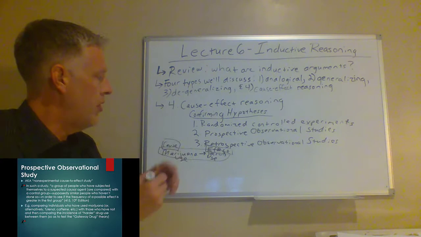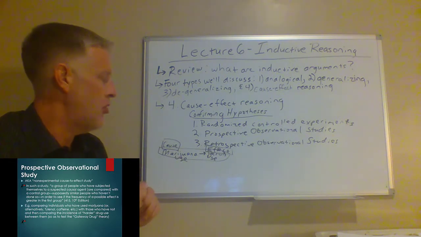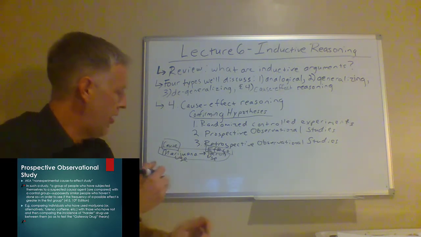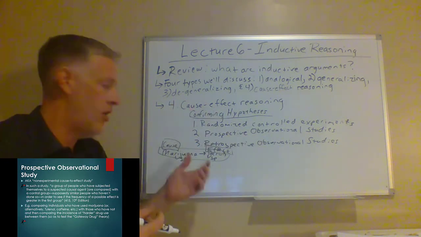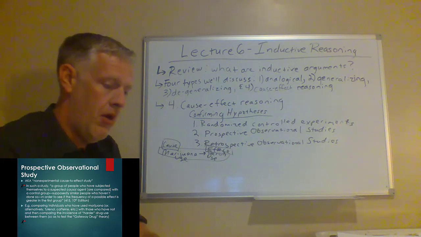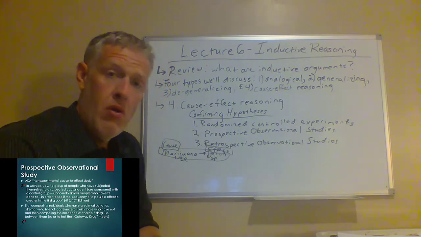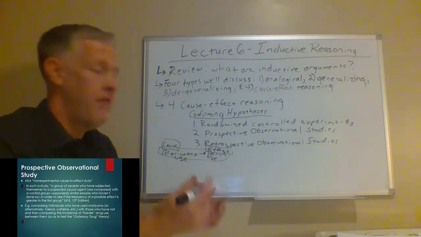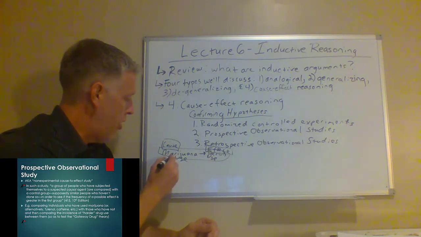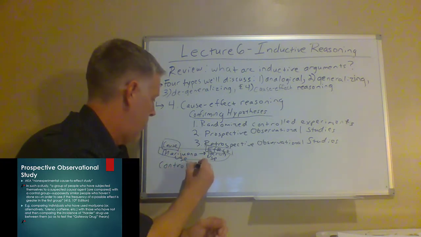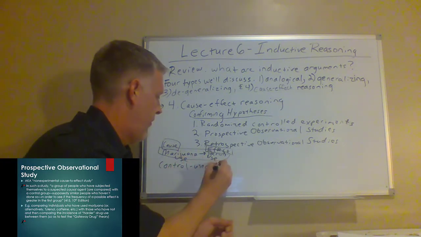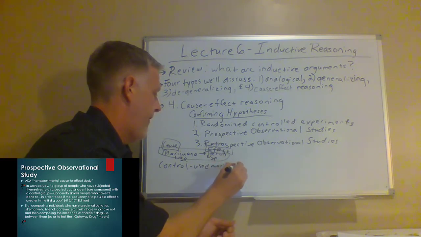Okay, so when we're doing number two here, a prospective observational study, we take a look at people, right? We don't actually assign them to groups and then give some of them marijuana and don't give some others, right? We actually analyze people who just have smoked marijuana, or used marijuana, and then some who have not, right? So our control here would be those who have not used marijuana.